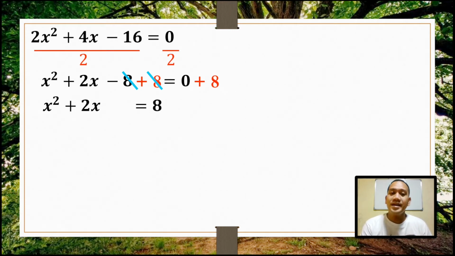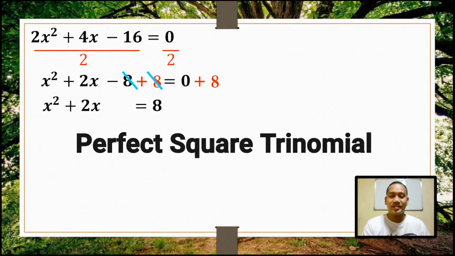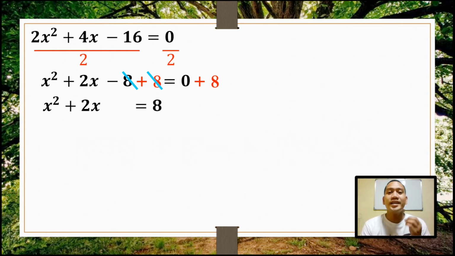Then, we will make our left side of the equation a perfect square trinomial. And to do this, all we need to do is to get half of our coefficient of x. Here, our coefficient of x is 2. So half of 2 is 1. Then after it, we will try to square it. So squaring 1, of course, that is equal to 1.